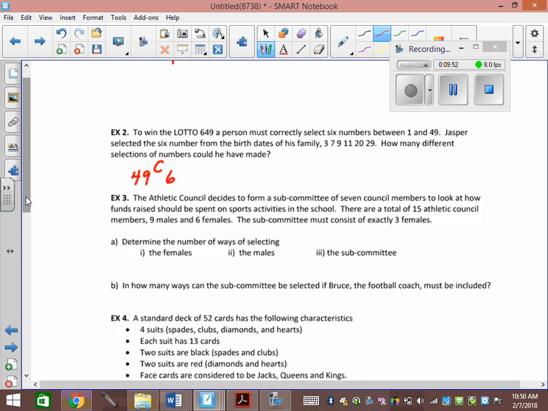It's ginormous, just so you know. What is it? So you have a 1 in 13,983,860 chance of winning the lotto. Now, what if the order in which you pick the numbers mattered? Do 49P6.